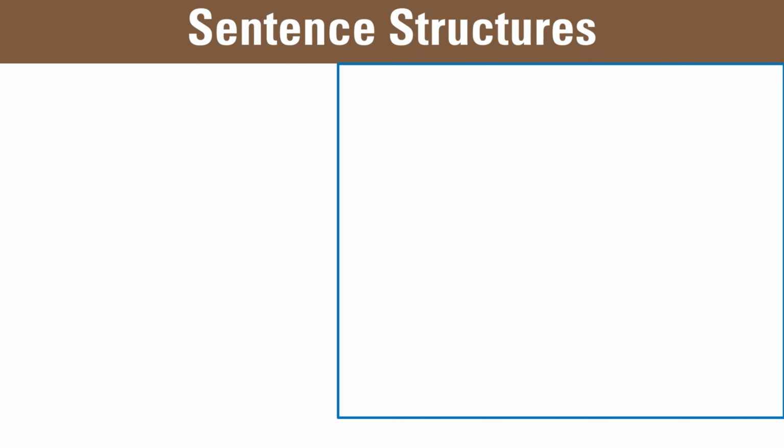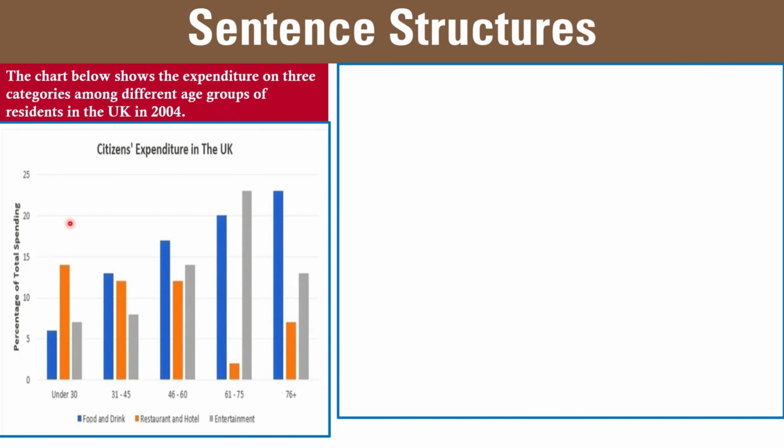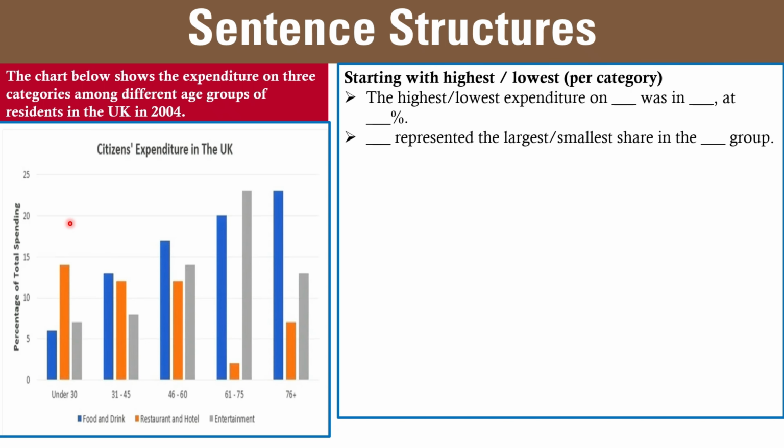Since we are following the category-based approach, our sentences will focus on each spending category and show how it changes across age groups. For the highest and lowest, we can say the highest expenditure on food and drink was in the over 76 group at around 23%, or the lowest expenditure on restaurants and hotels was in the 61 to 75 age group at only 2%.